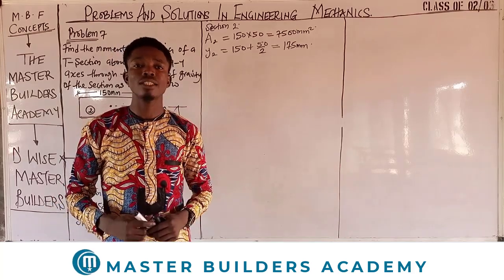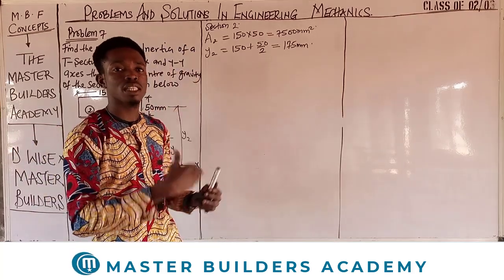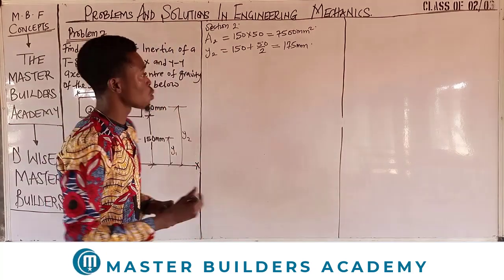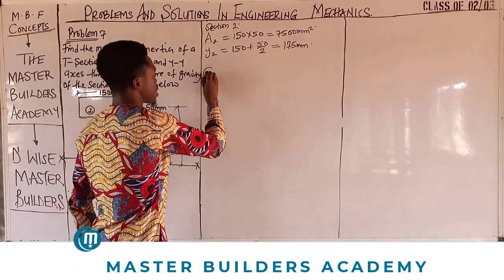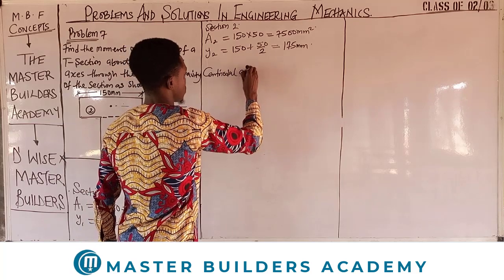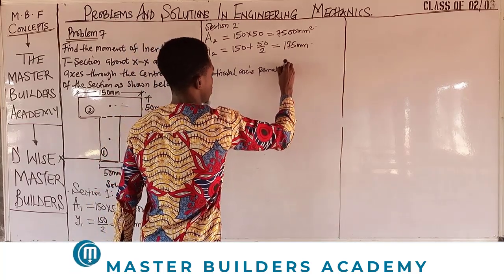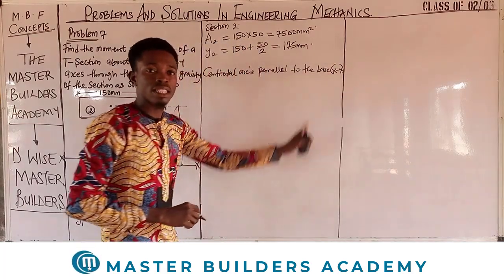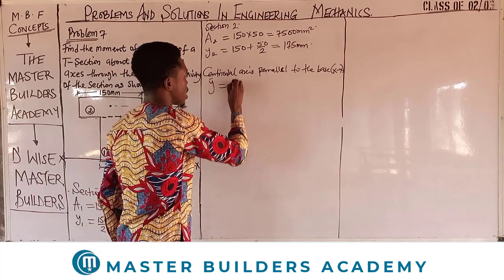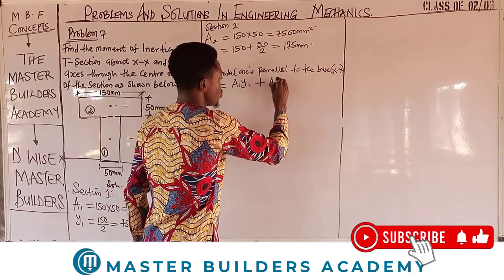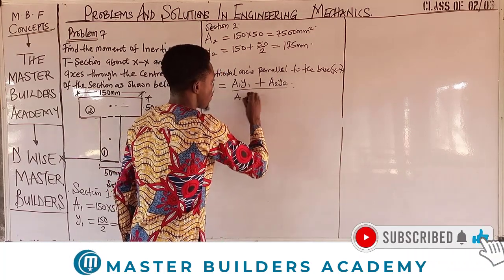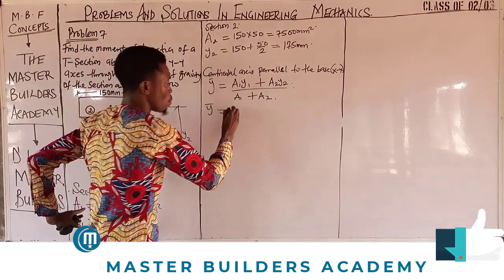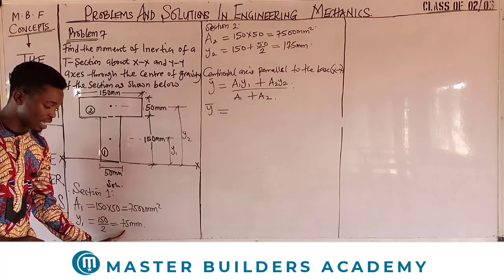Now that we have obtained these values, what else do we do? We will now go ahead to obtain the centroid, which is the same thing as first moment of area. And this centroid we are obtaining is the centroidal axis parallel to the base, which is the X axis. So in that case, you have Y bar is given as A1 Y1 plus A2 Y2 all over A1 plus A2. All we just need to do is to put in their values. That's all. So the value of A1 has been computed to be what? 7,500, while the centroid is 75.